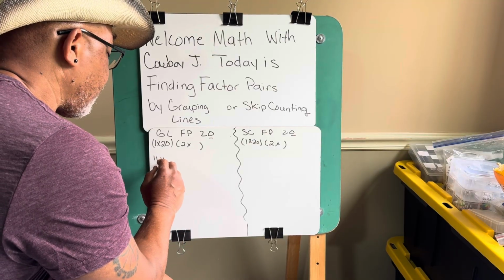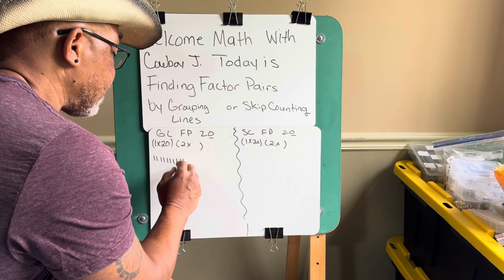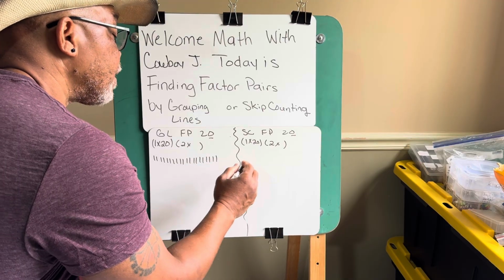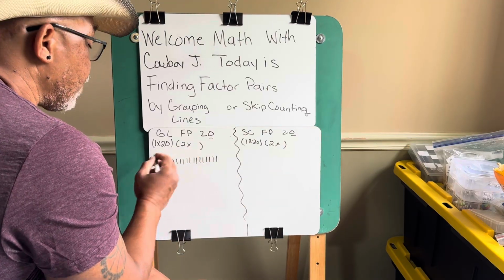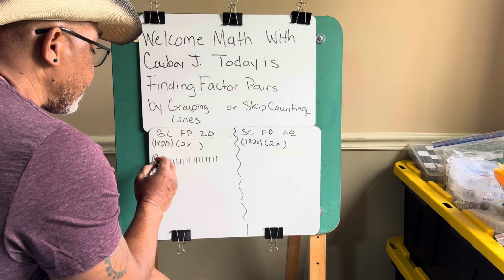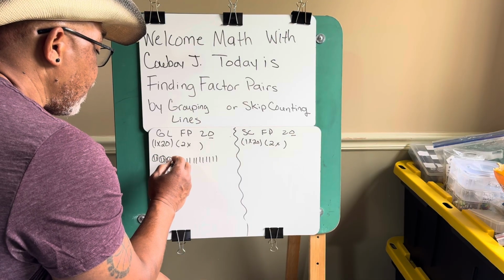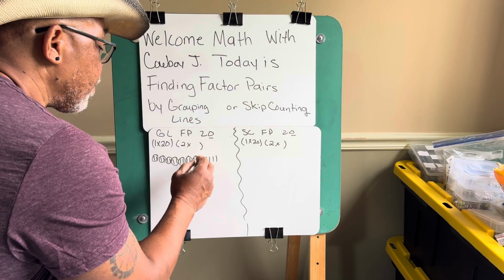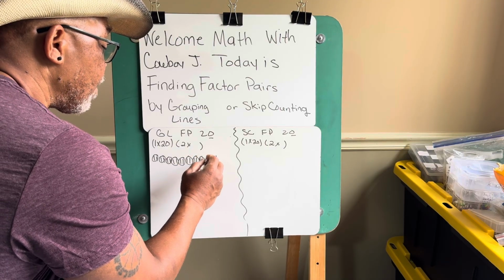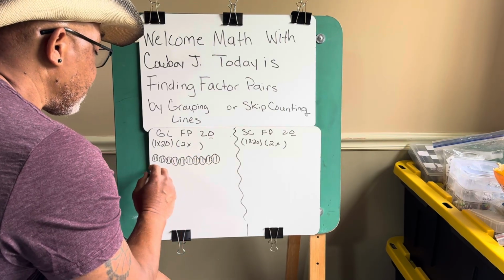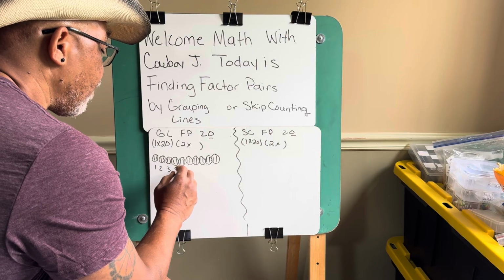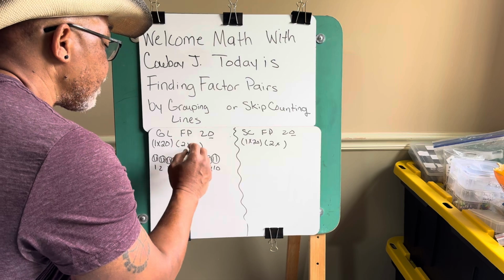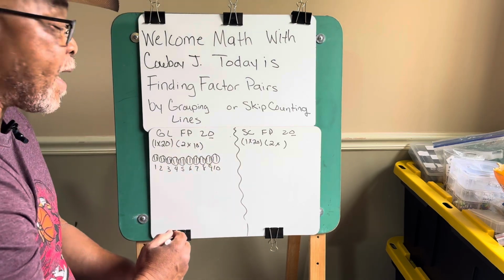1, 2, 3, 4, 5, 6, 7, 8, 9, 10, 11, 12, 13, 14, 15, 16, 17, 18, 19, 20. So again, I'm going to circle in groups of 2. Group 1, group 2, group 3, group 4, group 5, group 6, group 7, group 8, group 9, group 10. There goes our missing factor pair.